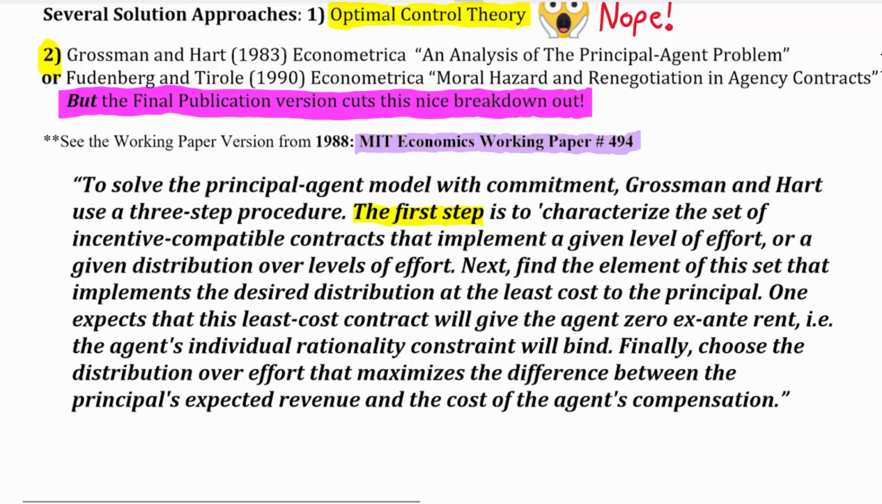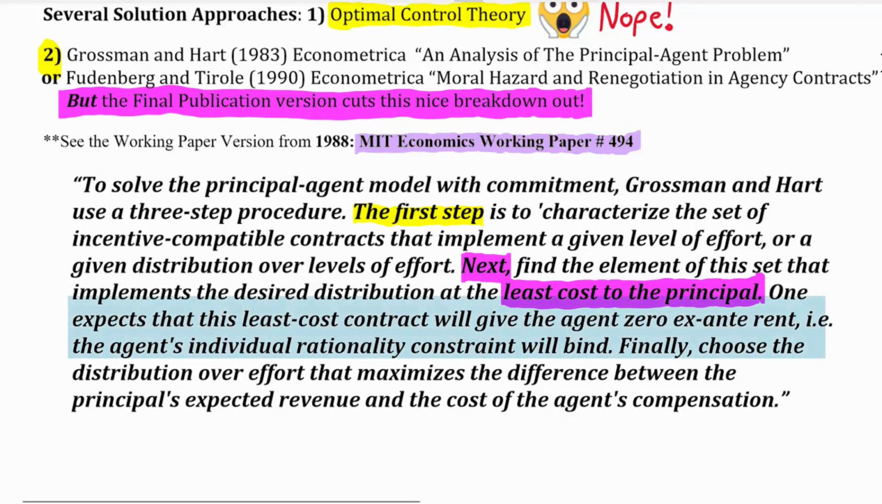Then they say the next step is to find which in the set of various wage contracts that would provide high effort or provide low effort, which element in those sets of contracts would give the desired level of effort at the least cost to the principal. In other words, what's the cheapest way to get this person to provide high effort? What's the cheapest way to get them to provide low effort? There are probably a lot of different wage contracts that would do this. Find the one that is cheapest for the principal to actually implement.